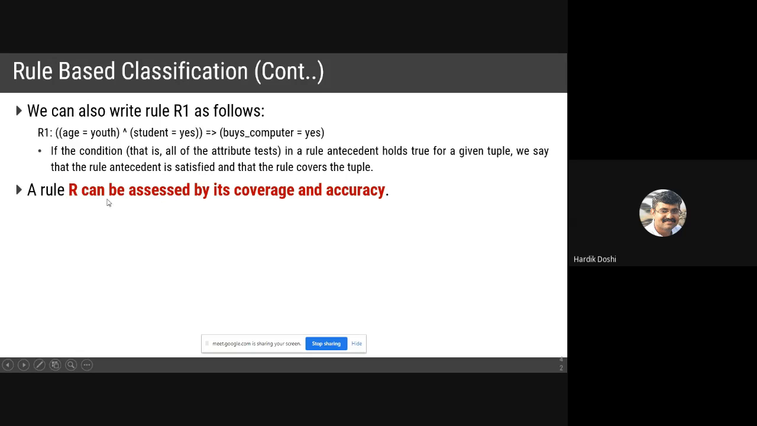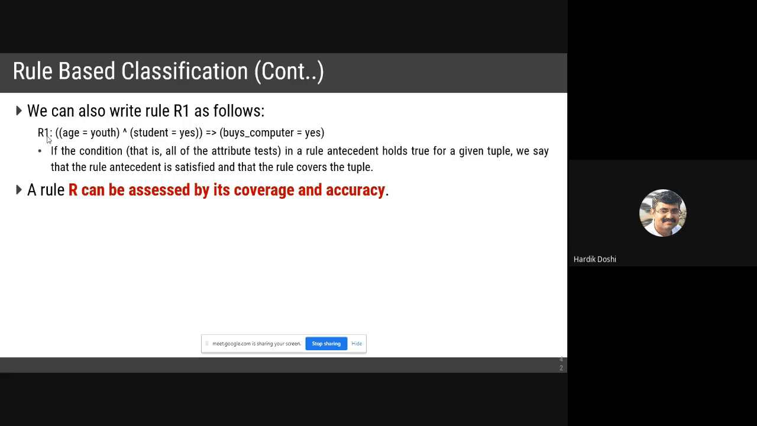So a rule R can be assessed by its coverage and accuracy. The question arises, what is coverage and what is accuracy? I already defined coverage. If the tuple is satisfied by this rule, then we can say that this rule covers the tuple.